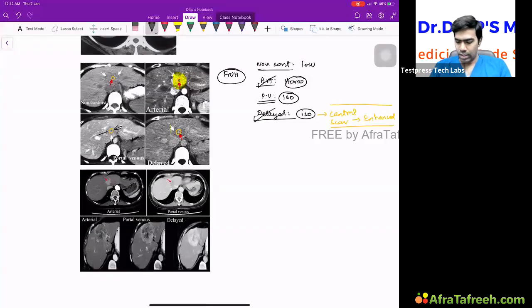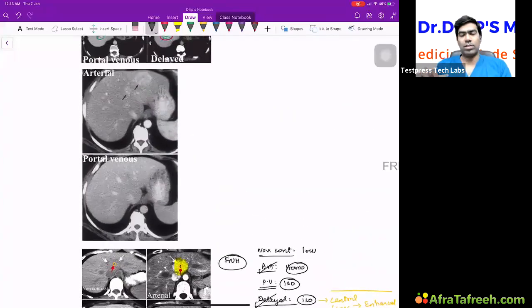That's all. So then we have other tumors. Probably like this one is something we can see.